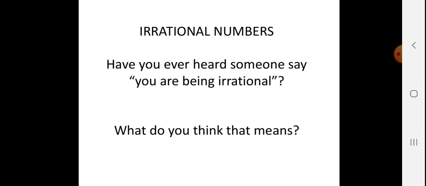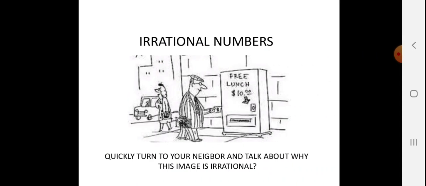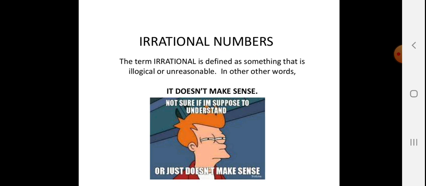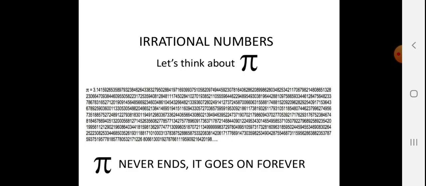Irrational numbers. Have you ever heard someone say you are being irrational? What do you think that means? Quickly turn to your neighbor and talk about why this is irrational. You just know that it will go on and on, it will not terminate. The term irrational is defined as something that is illogical or unreasonable. In other words, it does not make any sense. You can see the value of pi here. Just imagine the value of pi. It doesn't make any sense, so it is irrational. It never ends, it goes on.